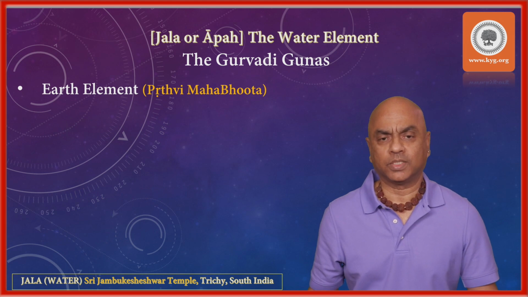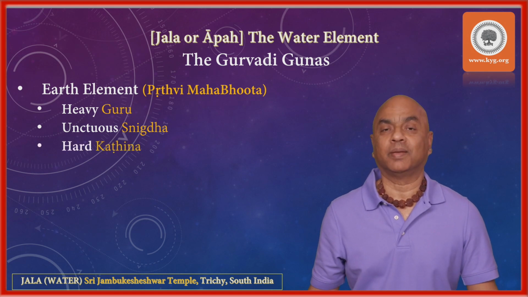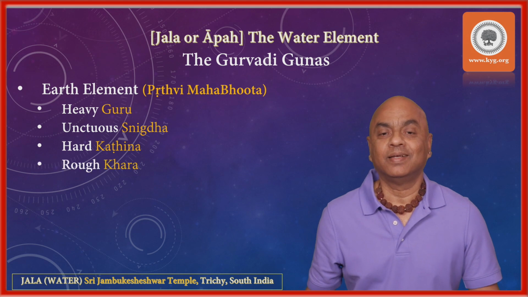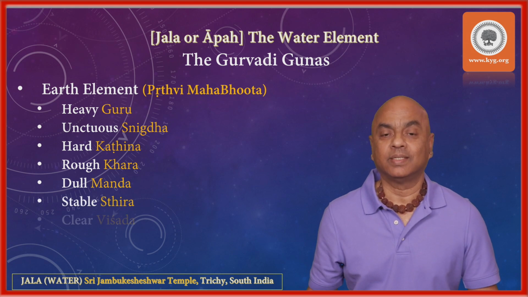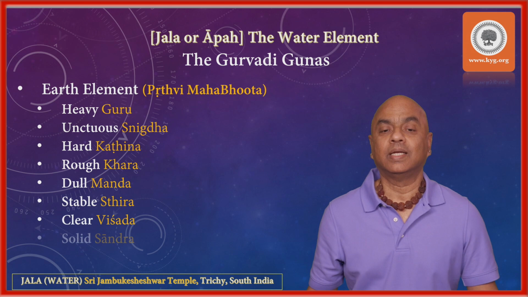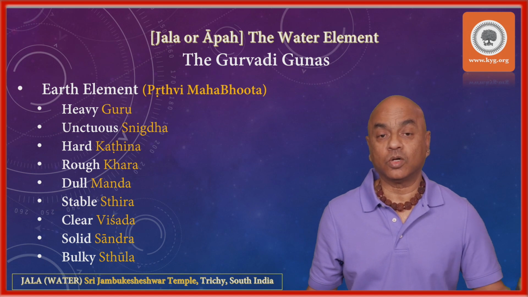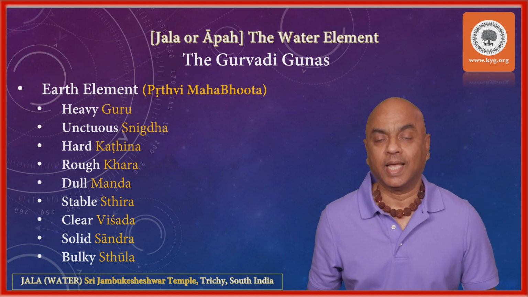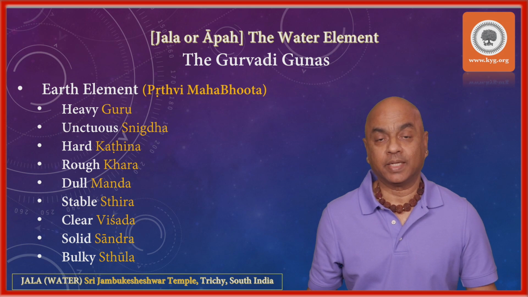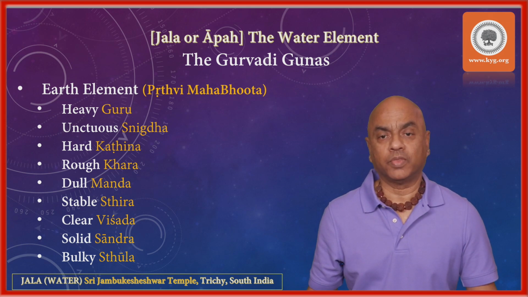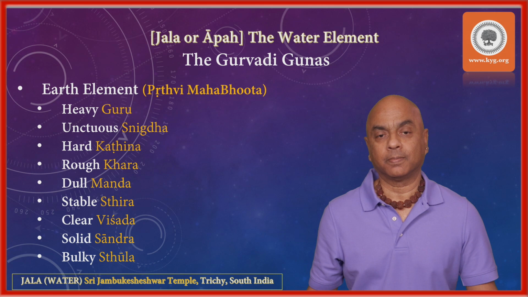So very quickly, when we talk of earth element, we are talking of heavy, talking of snigdha, unctuous, if I'm saying that rightly. Then katina, hard. We're talking of rough, khara. We're talking of dull, manda. We talk of stability, sthira. We talk of vishada, clear. And then we talk of solid, sandra. And we also talk of bulk, sthula. So these are all qualities of the earth element. I'll leave that for you for a second or two so you can pause and perhaps take it down. All these are qualities of the Prithvi Mahabhuta. Prithvi is earth, Mahabhuta is the element.